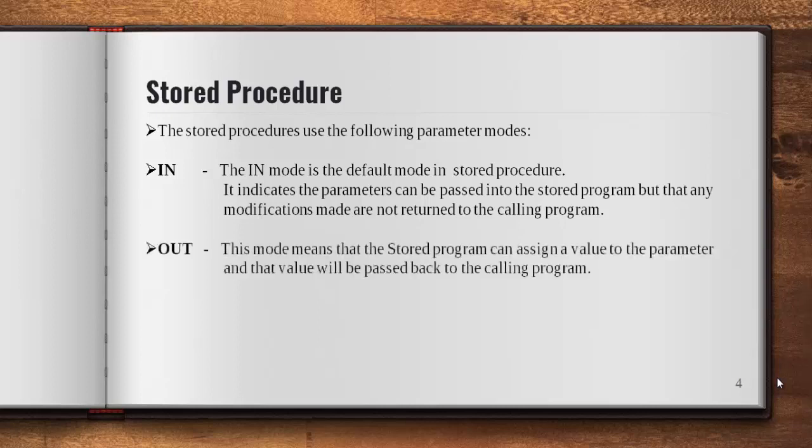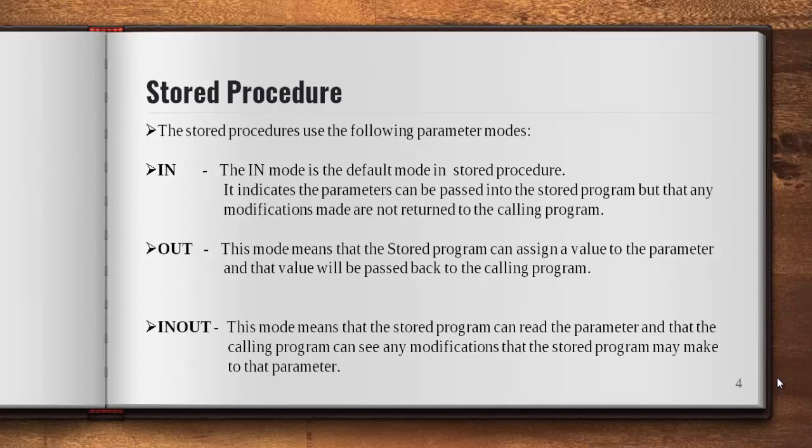The next one is out, which is just opposite to in. This mode means that we can assign a value to the parameter, and that value will change in the actual parameter also, in the calling program also. So whatever changes you make to the formal parameter, the actual parameter will also get affected. But if you want to combine both these things in a single parameter, then you have to use in out. In means only the input parameter, out means only the output parameter. If I want both input as well as output in the same parameter, then you have to use the mode inout together without any space.